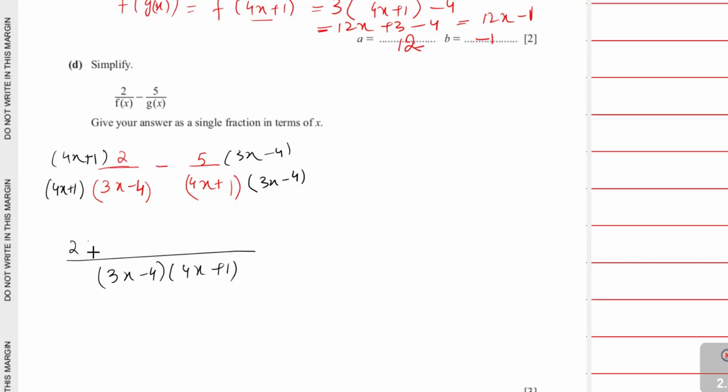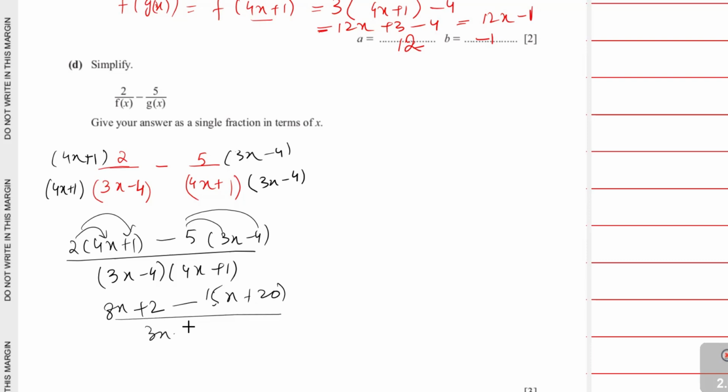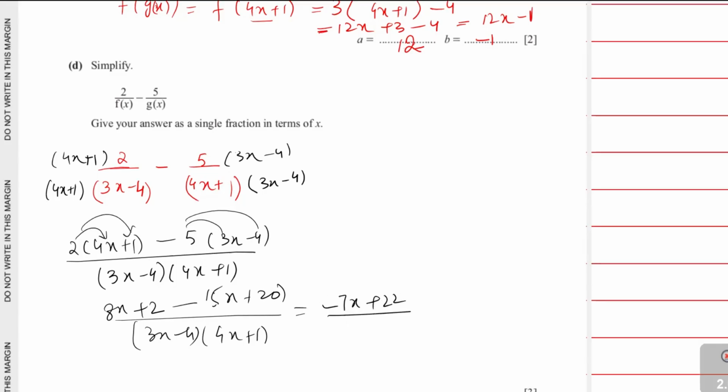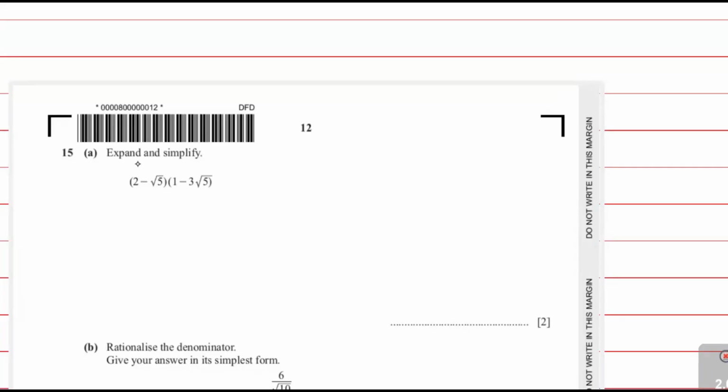Therefore we can write 2 into 4x plus 1 minus 5 into 3x minus 4, and this will be equal to 8x plus 2, and minus 5 times 3 is minus 15x, minus minus plus 20, over 3x minus 4 into 4x plus 1, and this will be equal to minus 7x plus 22 over 3x minus 4 into 4x plus 1. This is the answer.